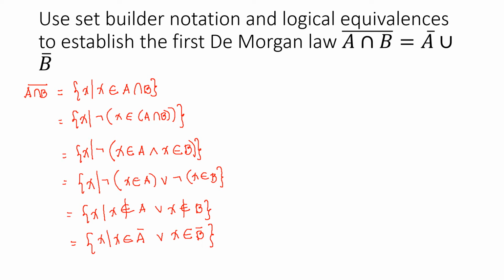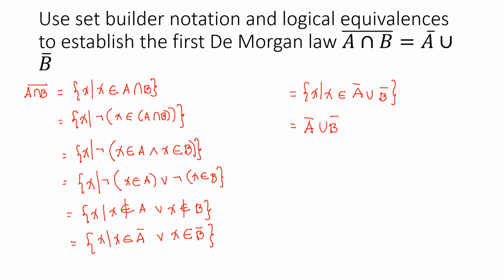If that is the case, then this can be written as a set of X such that X is an element of the complement of A union the complement of B. This is the definition of union. If that is the case, then this set builder notation can be written as the complement of A union the complement of B.